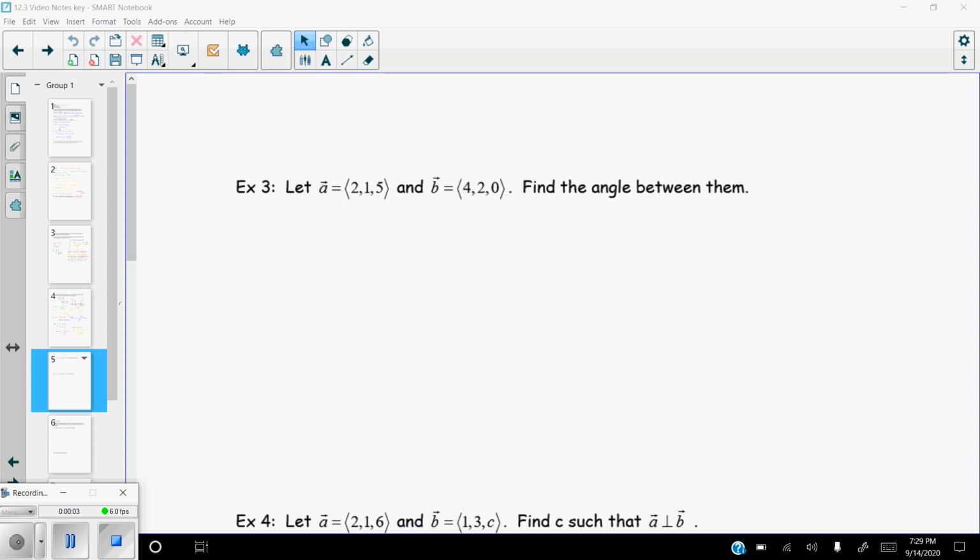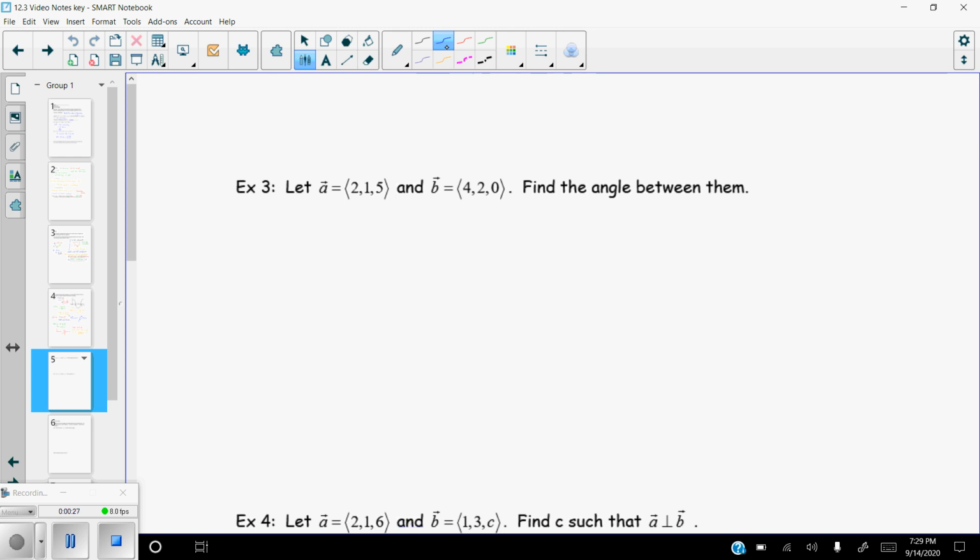Okay, this is 12.3, video 2. Now that we've talked about how to find the dot product, the meaning of it, and some of the applications, let's go ahead and put those into practice. In letter number 3, we're going to find the angle between two vectors. We're given vector 2, 1, 5 and vector 4, 2, 0. Let's find the angle in between them.